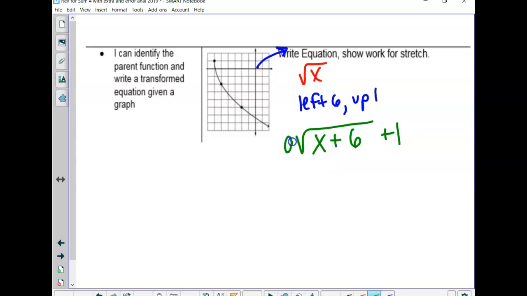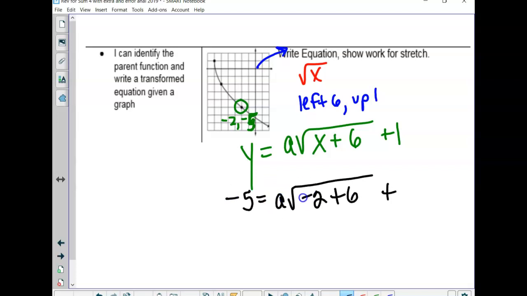Okay. Now there's a stretch. It better turn out to be negative. Do you want to use this dot or this dot down here? Anybody care? I think that one is -2, -6 maybe. Can anybody tell me? -2, -5? Okay, so if I put those values in, I'd have -5 equals a square root of -2 plus 6 with a plus 1 on the back.